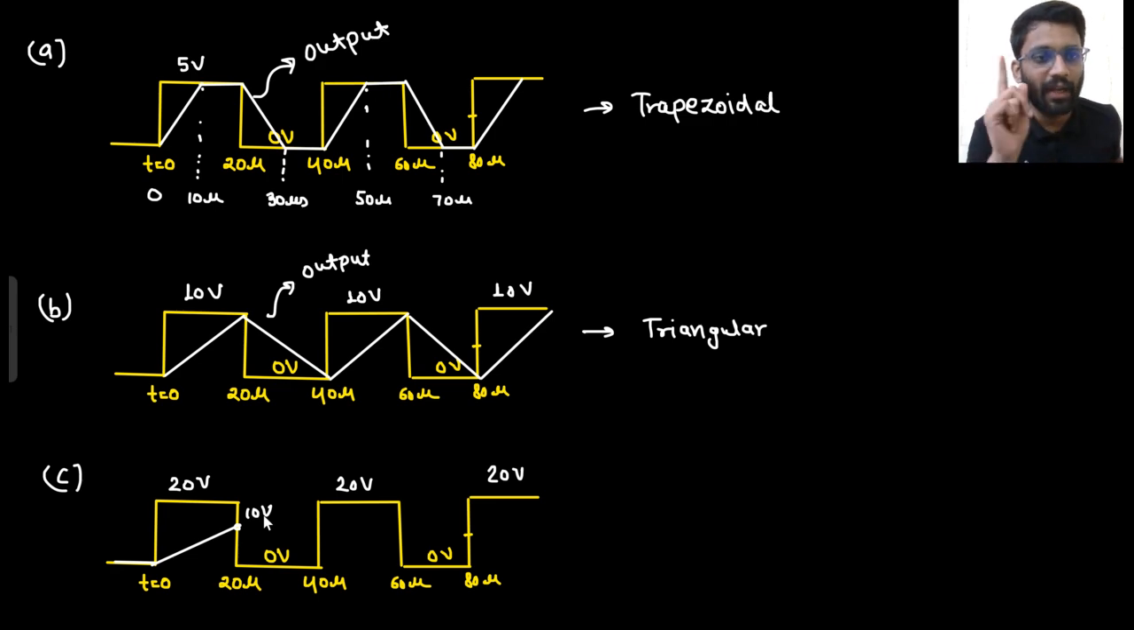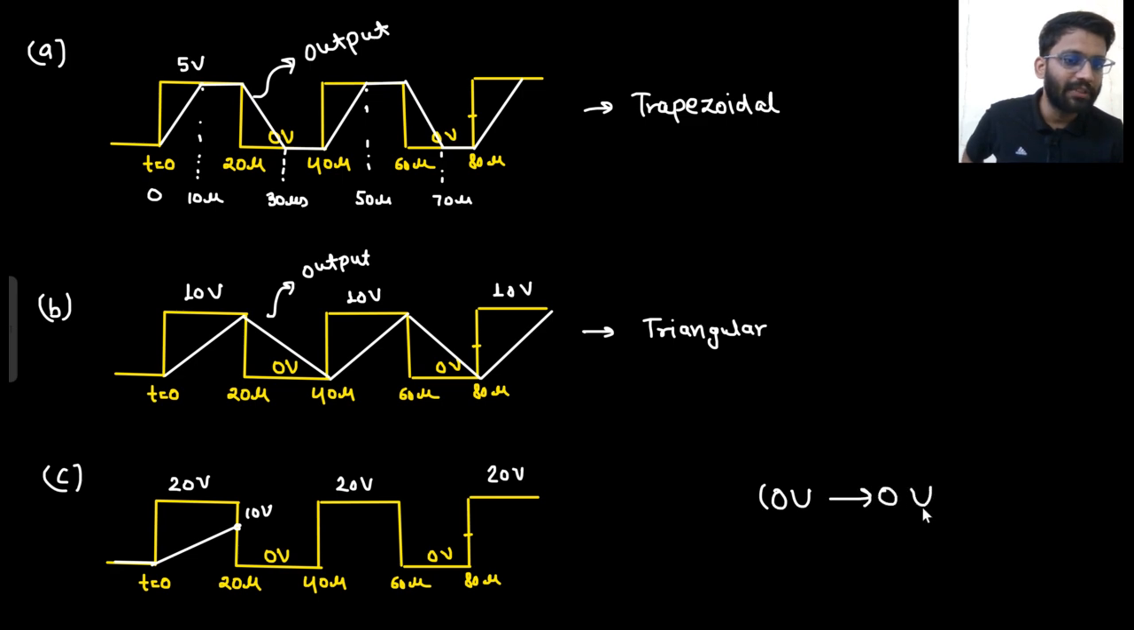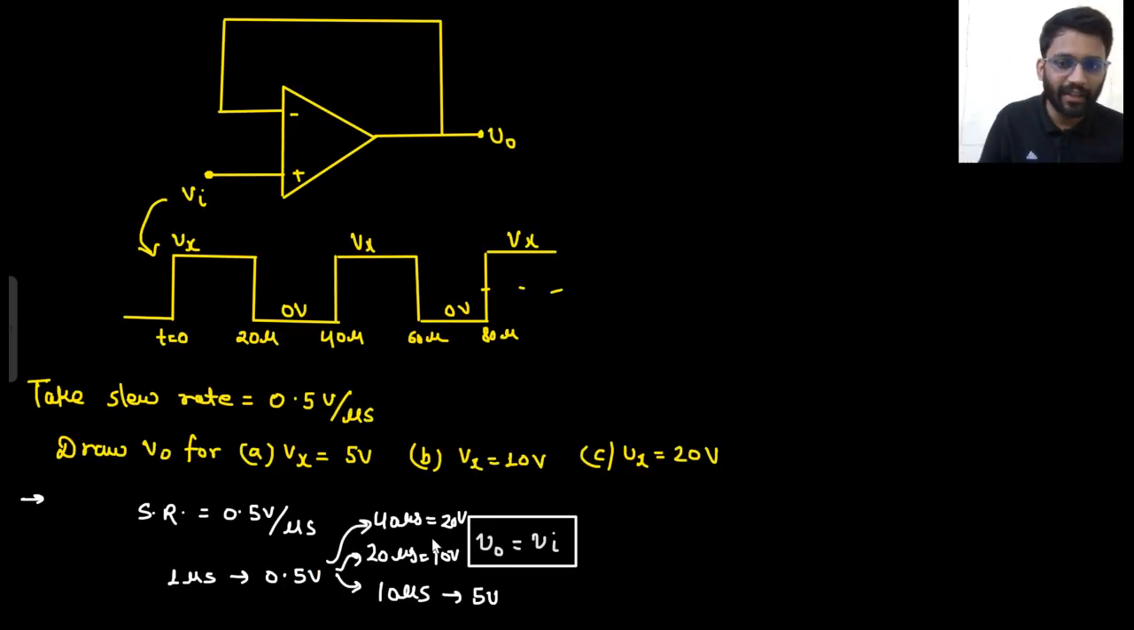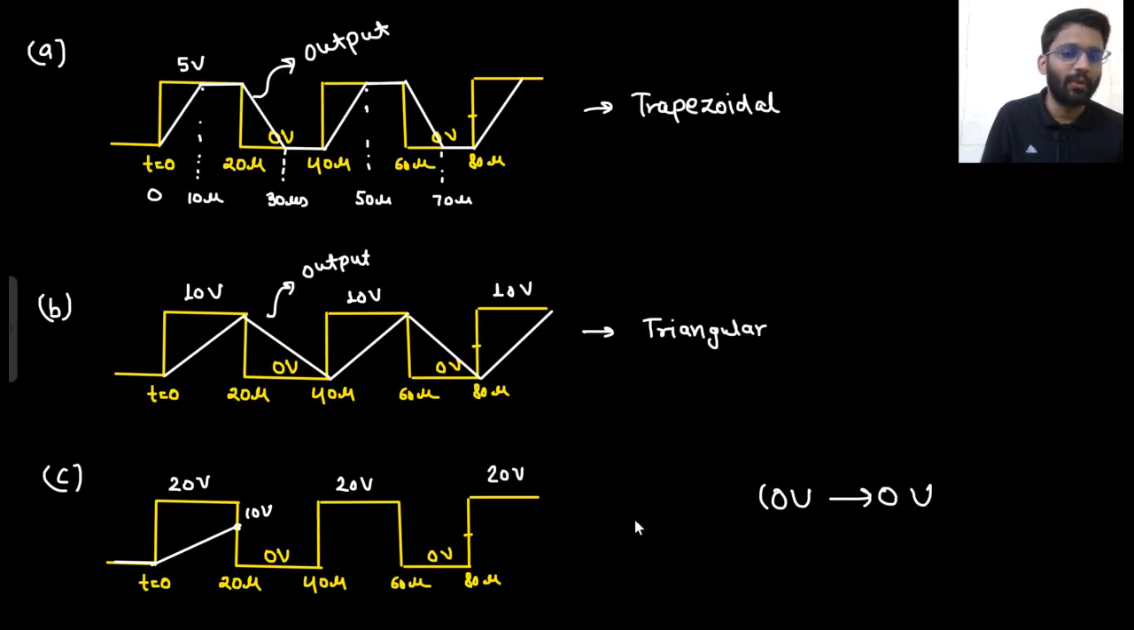I am going to 0 volt, but the output is at 10 volt. Now it needs to go from 10 volt to 0. How much time will it take? For losing 10 volt, it needs 20 microseconds. So the output will say that I need 20 microseconds. So in 20 microseconds, it will come down to 0.